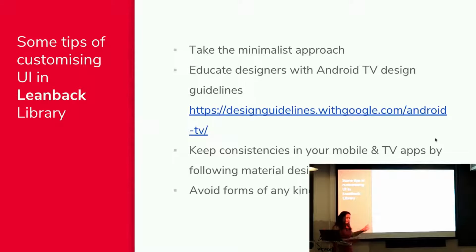And the last one is avoid forms of any kind. As I said before, entering information, registering on a TV app with that idiotic remote is just a nightmare. I hate to type on TV apps. I just want to quickly find the title of the movie and use that for viewing content. So these are the main 4 tips I have for you guys.